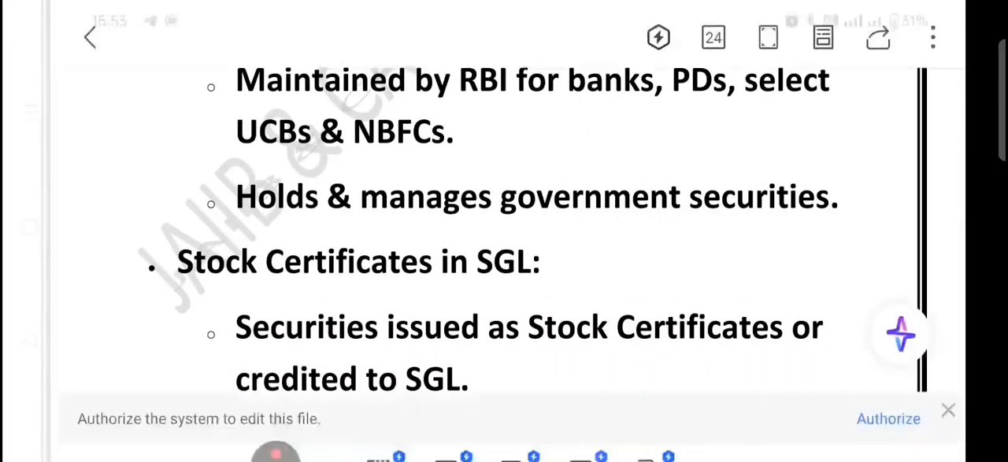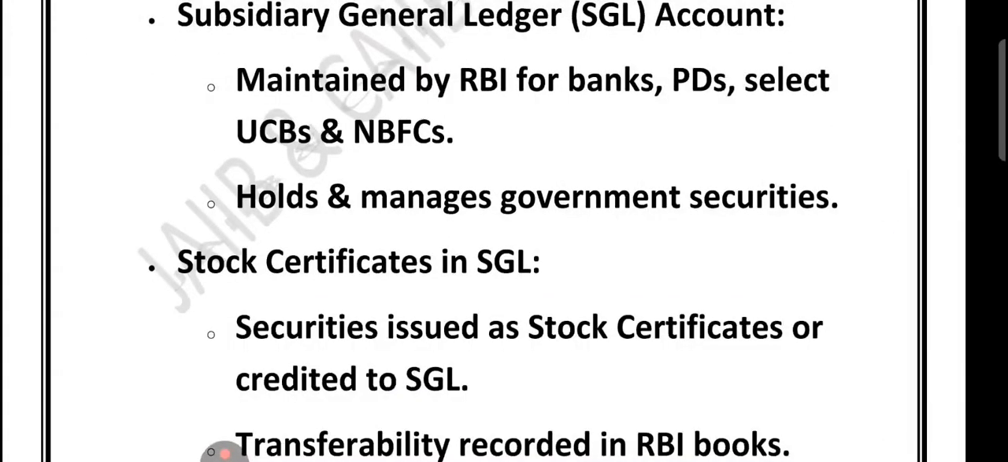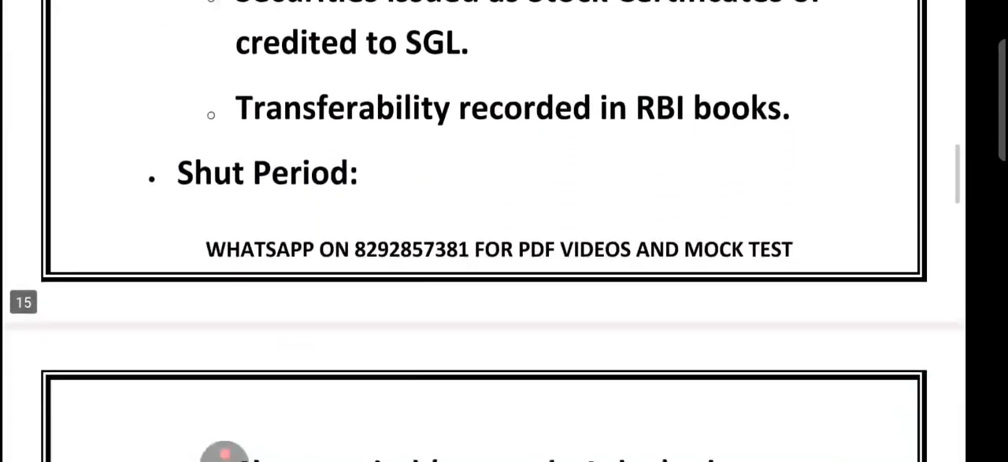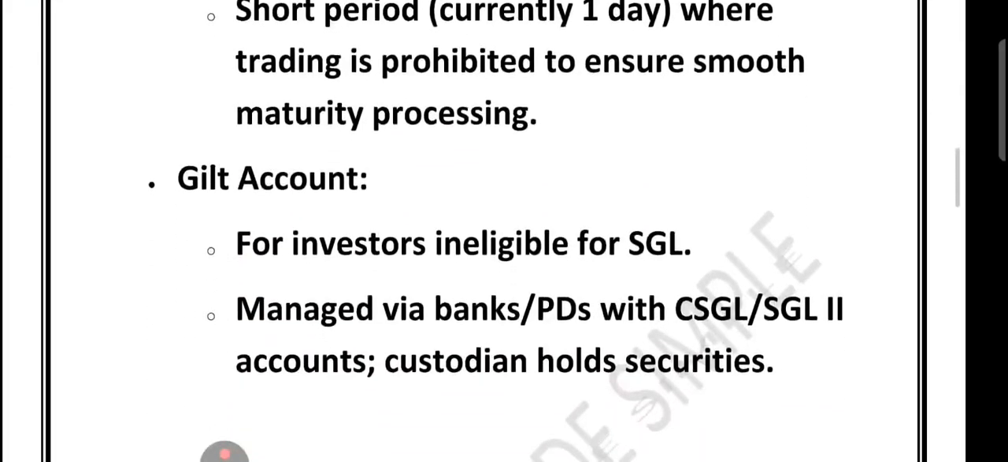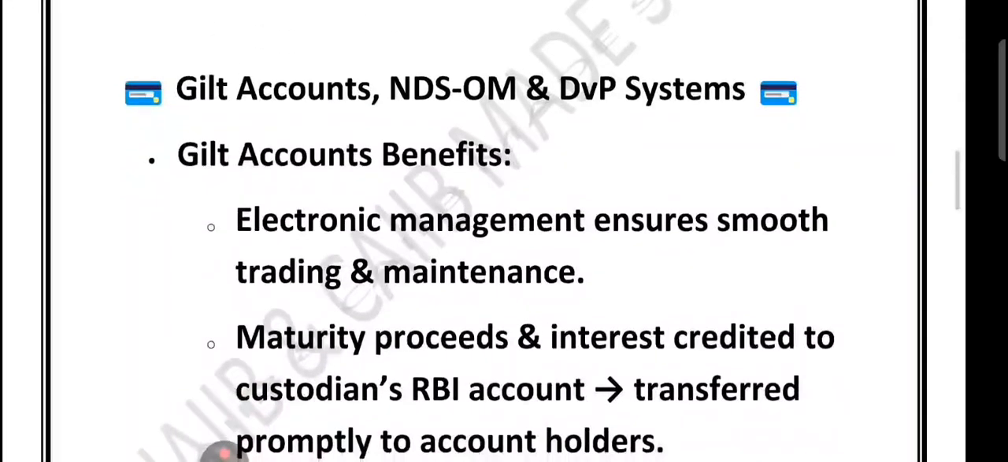Then I told you about SGL account. SGL stands for Subsidiary General Ledger account, which means you can hold and transfer government security for eligible institutions. Then we talked about the SUT period. SUT period is a 1 day halt on trading to manage the maturity. And gilt account is for investors who are not eligible for SGL. They are held via the custodian. Okay, some more points let's discuss now. We are just talking about LAF, MSF, SGL, gilt account, right?